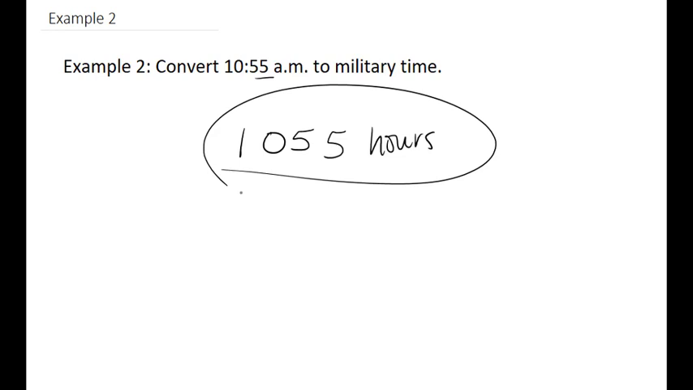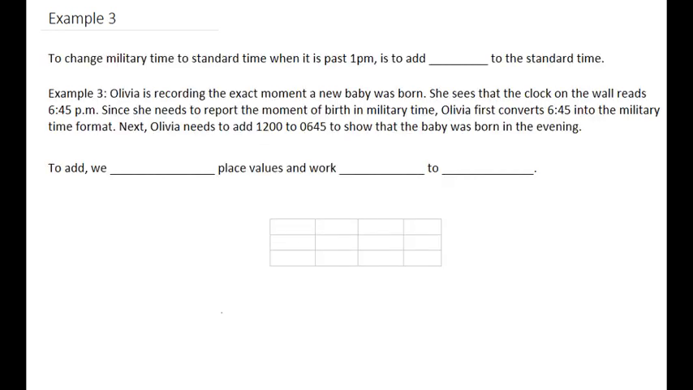And then let's look at another example. Example 3. To change standard time to military time when it's past 1 p.m. is to add 1200 to the standard time. So let's look at an example here.